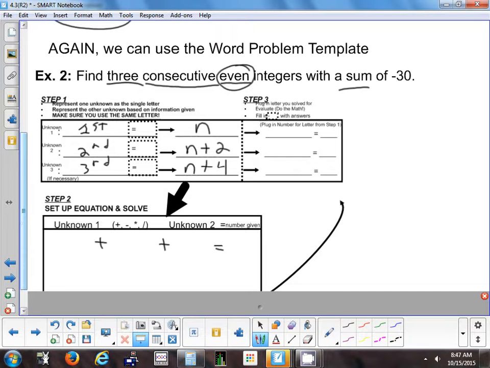Okay, what are we adding up? N plus n plus 2 plus n plus 4. Yep, we're adding up our first number, our second number, and our third number. And once we add all 3 of these up, what is it supposed to add up to? Negative 30.